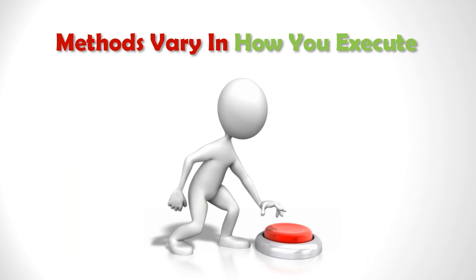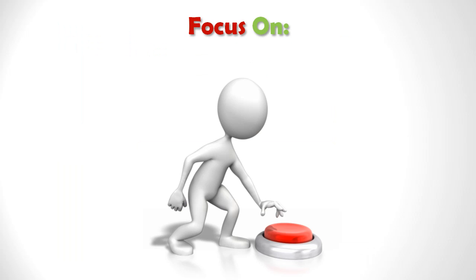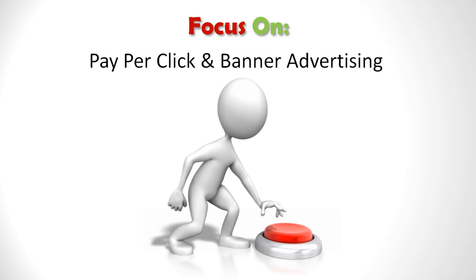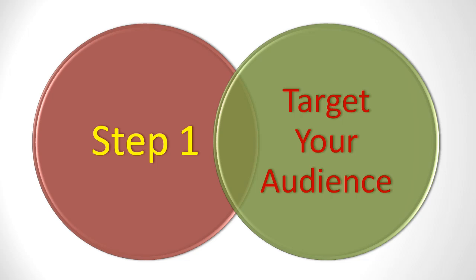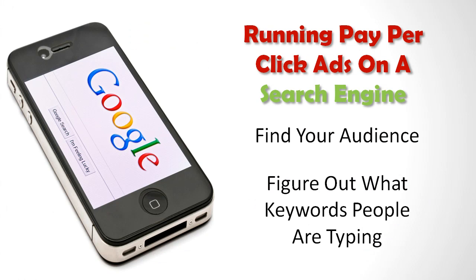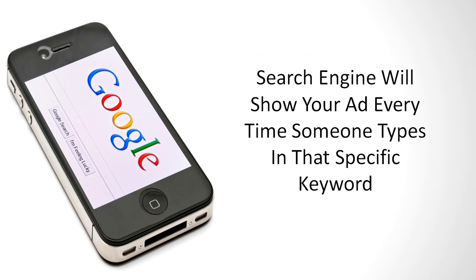All of these methods vary in how you execute them. For the purpose of keeping you focused, we're going to be working solely with pay-per-click advertising with a small focus on banner advertising. So let's get started. With paid traffic, one of the very first things you need to do is find out who your audience is. If you're going to be running pay-per-click ads on a search engine, you can find your audience by figuring out what keywords people are typing into the search engines. The search engine will show your ad every time someone types in that specific keyword.